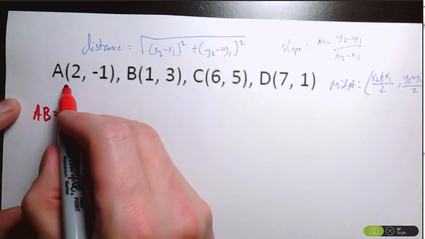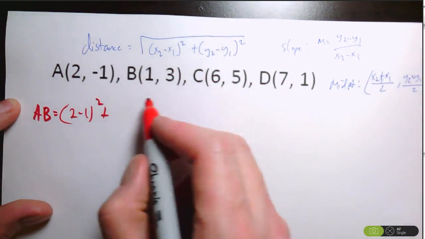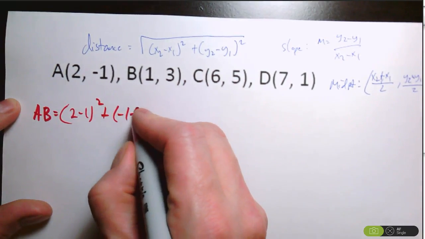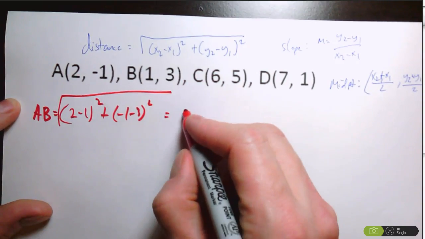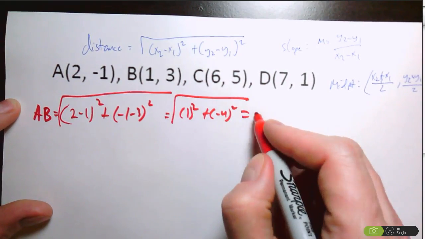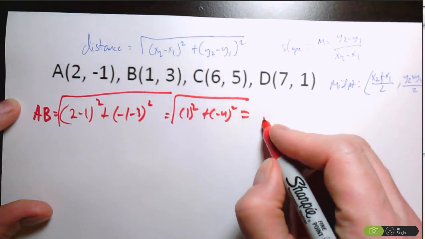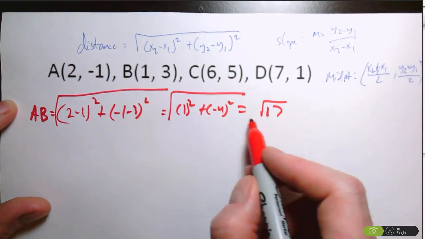So x minus x, so AB, so 2 minus 1 squared plus negative 1 minus 3 squared. Take the square root of that. That'll be 1 squared plus negative 4 squared. And when I multiply that out, it's 1 plus 16, so it's root 17. So yeah, the opposite sides, so AB is root 17.